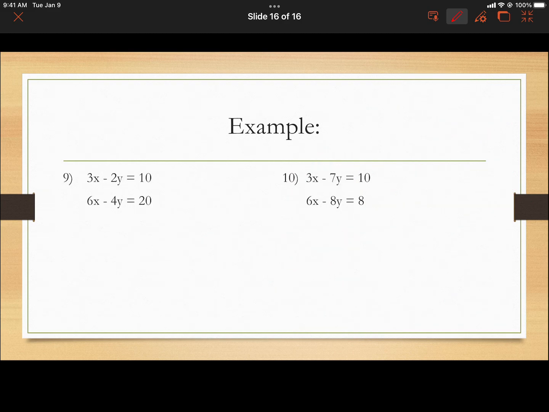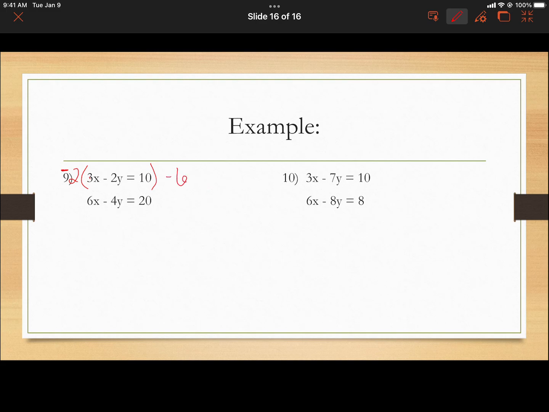So let's look at another one here, number 9. Again, I need to pick a variable to get rid of. Well, let's just look at the x's. I have a 6 here, a 3 here. I can multiply this by 2. But they're both going to be positive. So since they're both going to be positive, I need to make one negative. I'm going to multiply by a negative 2.